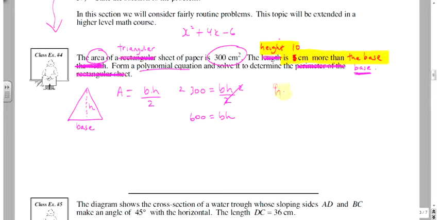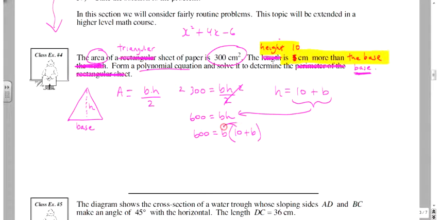Let's write that. The height is 10 more than the base. Take the words, make it a math equation. Okay? Now I know what the height is. Substitute it in here. 600 is the base times the height. The height is 10 plus base. 10 more than the base. How does that help me? Well, now I only have one variable in my one equation. I should be able to solve this thing.